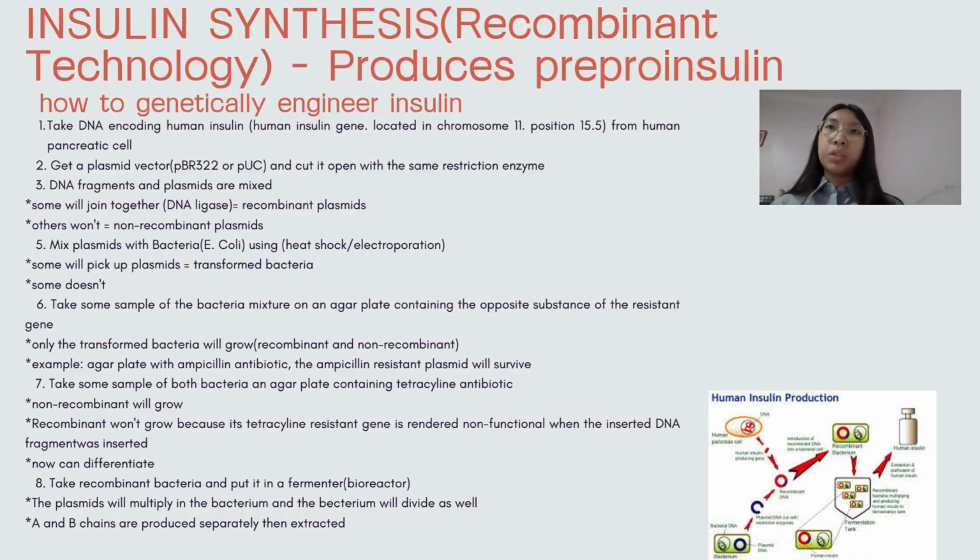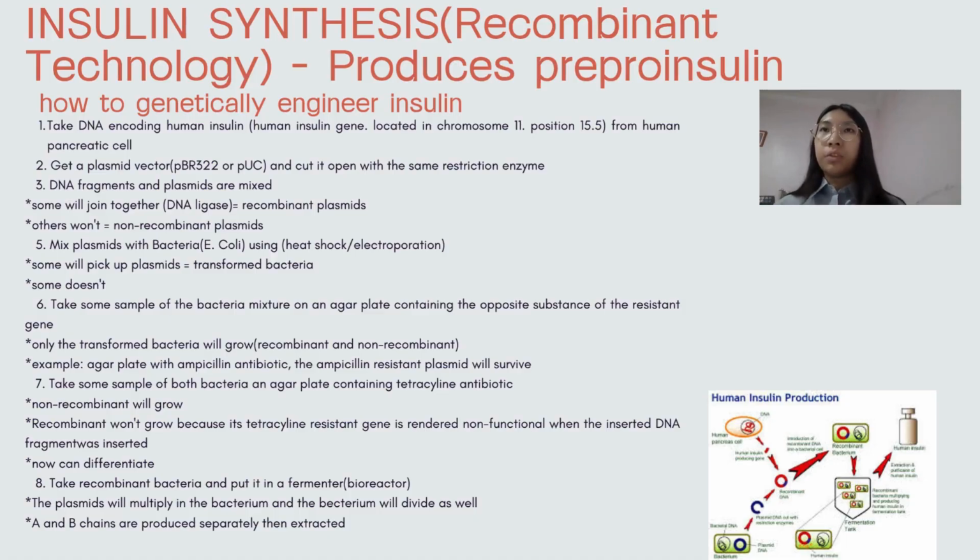Specifically here, the example we're using is the bacteria E. coli. So in this step, usually what will be used is heat shock or electroporation. The point of this treatment is to make the bacteria lower its guard so that the plasmids would be able to incorporate themselves into the bacteria more easily. We also have to remember that some of the bacteria will pick up the plasmids, and this will result in what's called transformed bacteria, while some others would not pick up the plasmids.